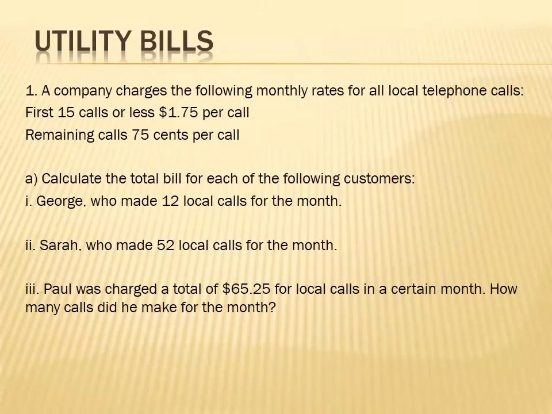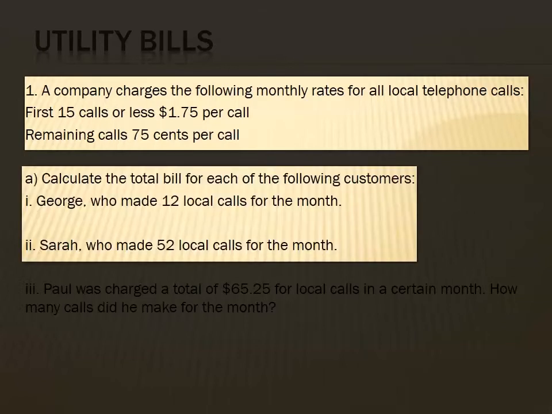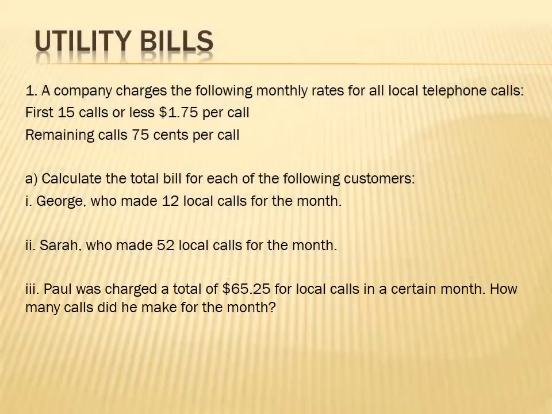Now we're going to look at solving word problems involving utility bills. In number 1, a company charges the following monthly rates for all local telephone calls. Part A, calculate the total bill for each of the following customers. Part 1, George, who made 12 local calls for the month. Part 2, Sarah, who made 52 local calls for the month. And Part 3, Paul was charged a total of $65.25 for local calls in a certain month. How many calls did he make for the month?